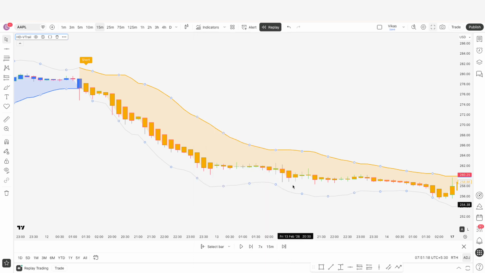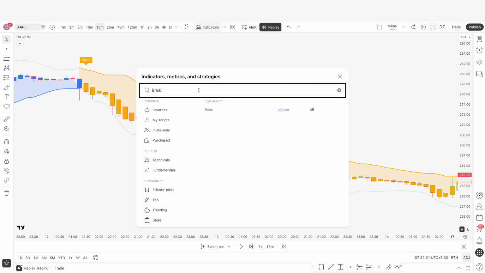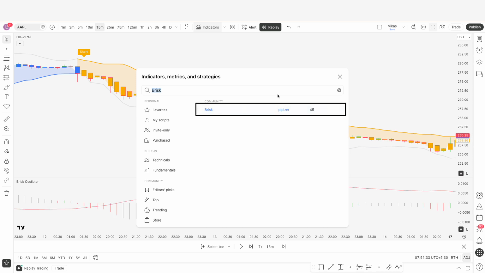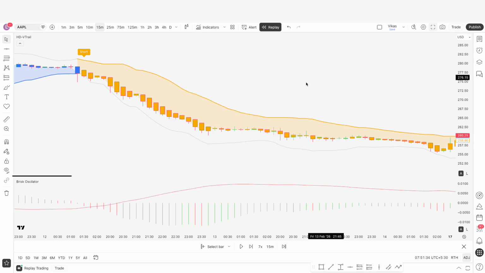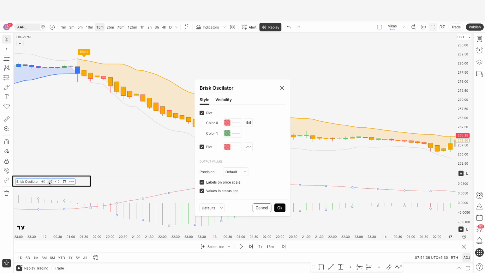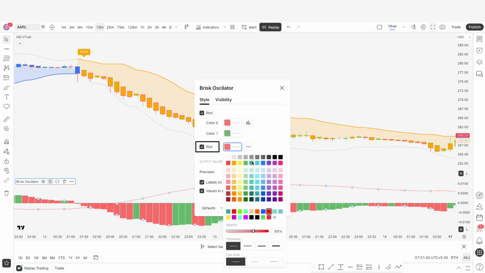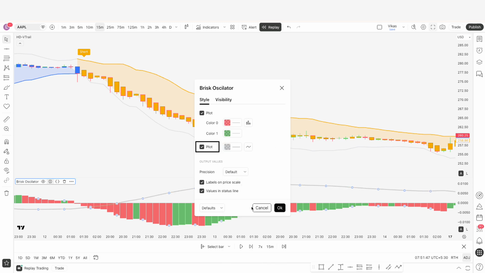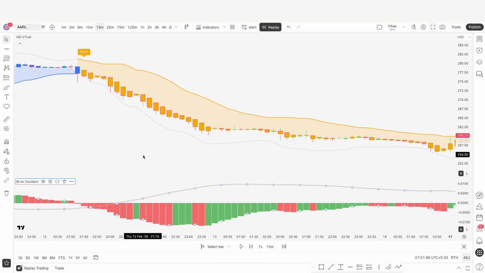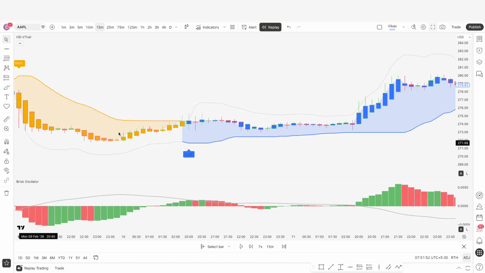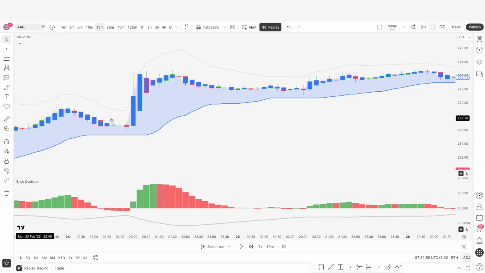Now we'll add one more indicator to make this strategy more powerful. In the Indicator Search tab, type Brisk, and select the one called Brisk, created by Coffee Pipizer. Now let's access the settings of this indicator so we can modify it to suit our strategy. Change the plot from histogram to columns, change the plot color, and here everything is fine. After that, click OK. Now our setup is ready. Let's see how we use these trading setups.